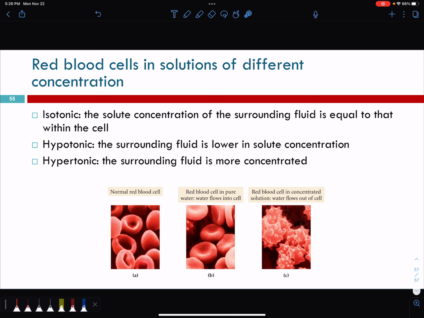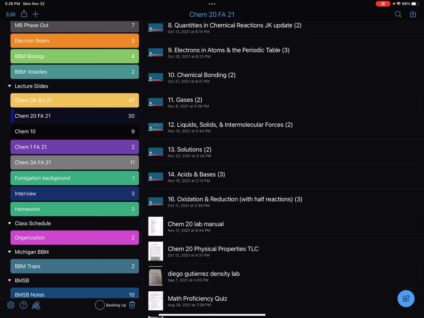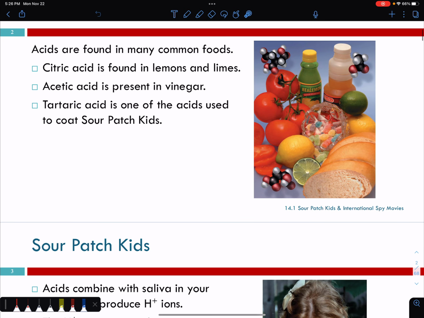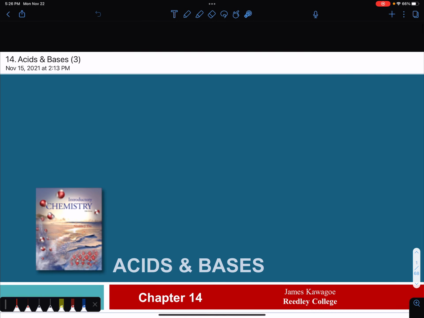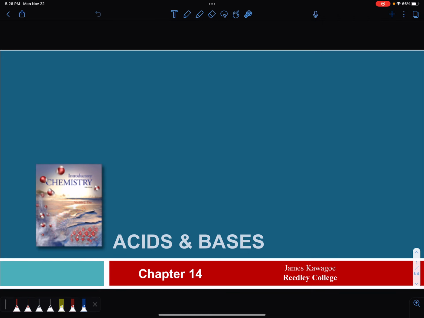Cool. That is the end of that chapter. Are there any questions on solutions, colligative properties? I hope you're super comfortable with the idea of molarity, because it's going to come up a lot now.